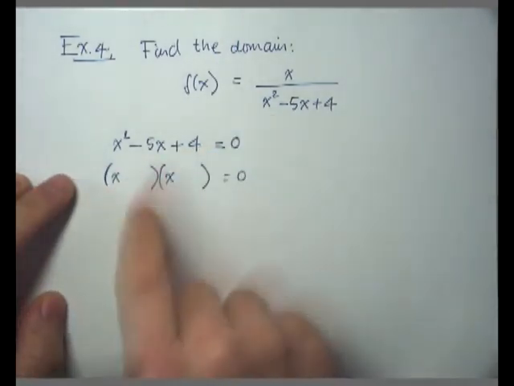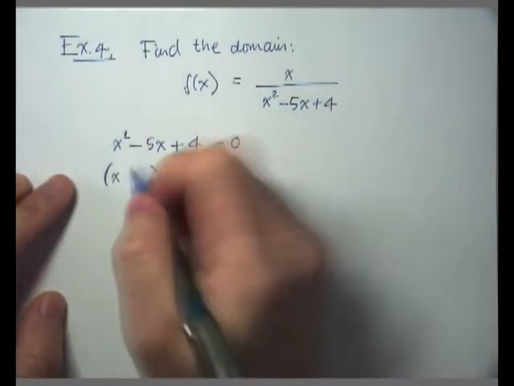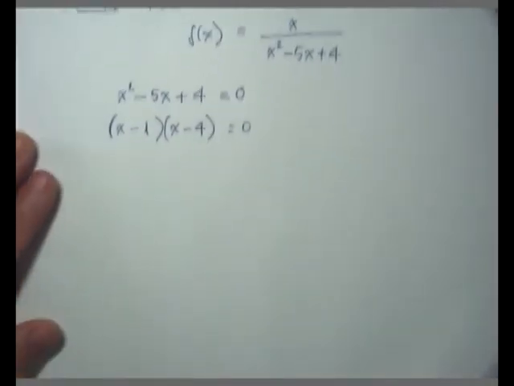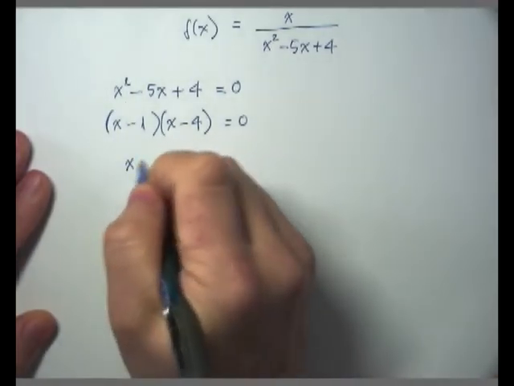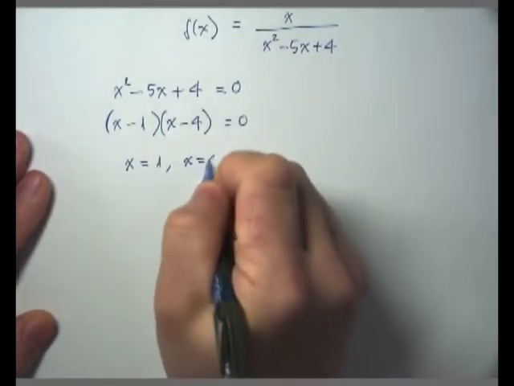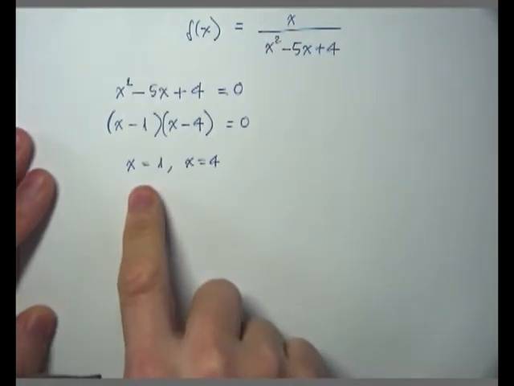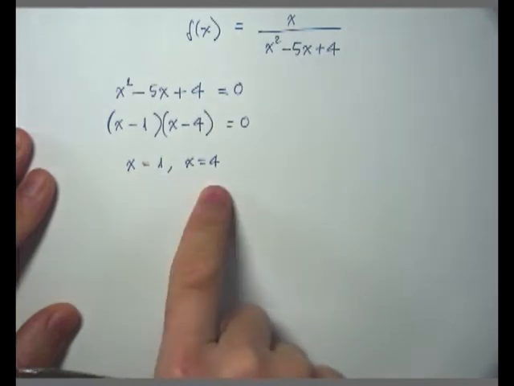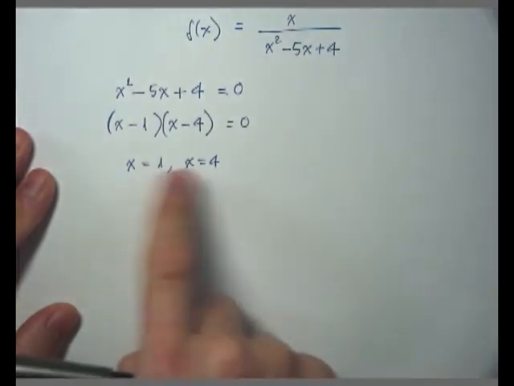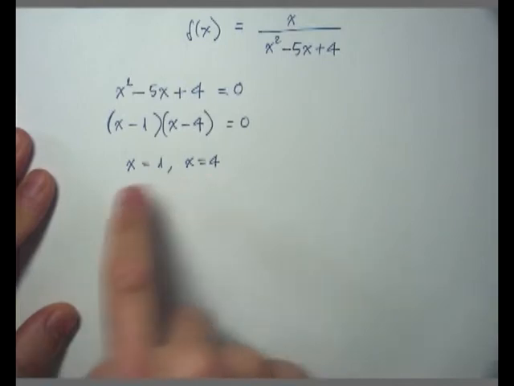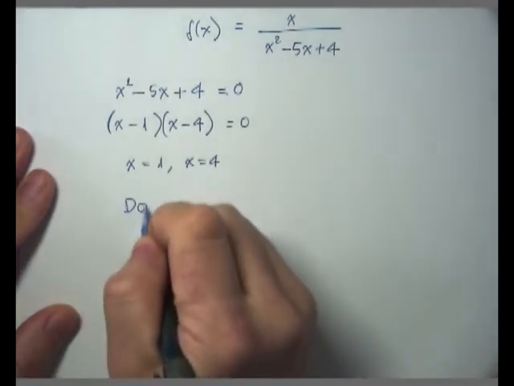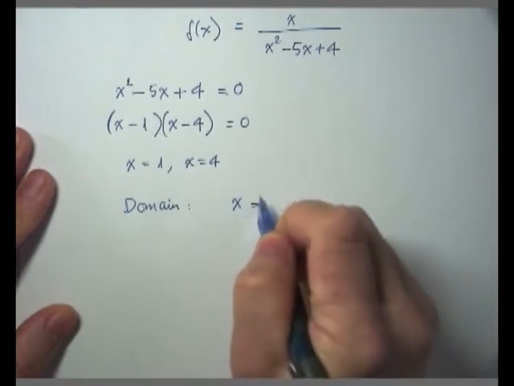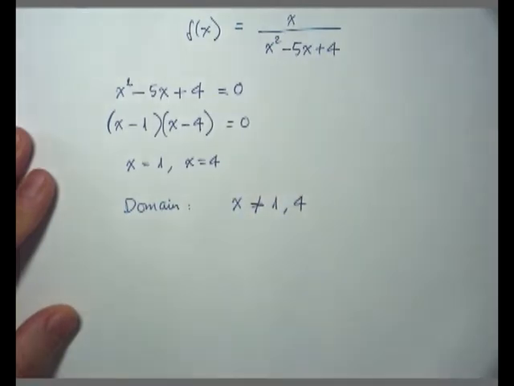So here I produce two pairs of parentheses, and here I have minus 1 and minus 4. Solving further, I have x equals 1 and x equals 4. Once again, keep in mind that these two values you obtained after solving the equation are not your domain. They are the bad values that you should exclude from the domain. So the domain in this problem is going to be any x value except 1 and except 4.